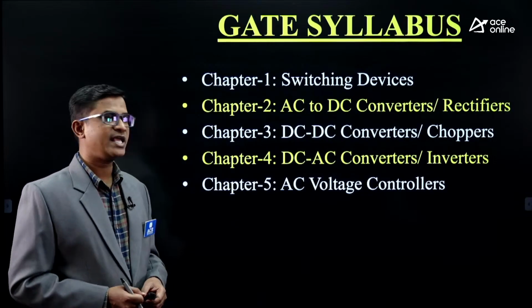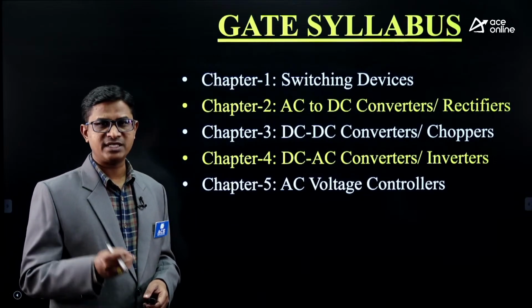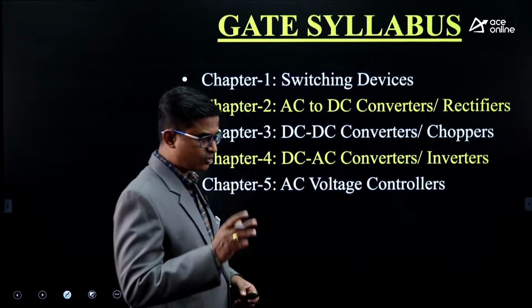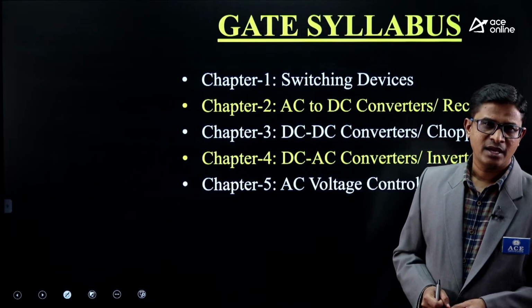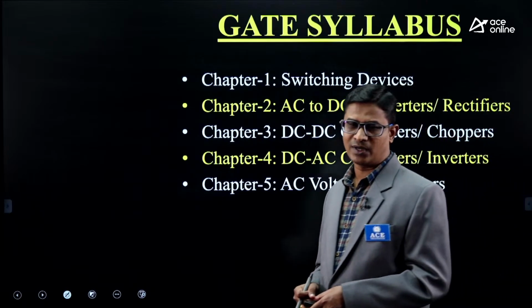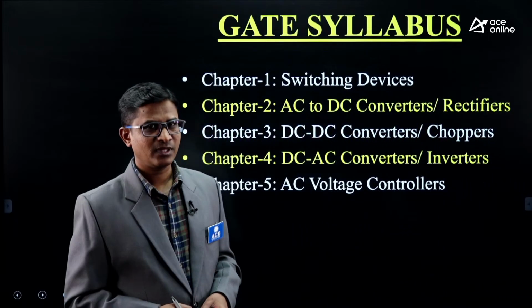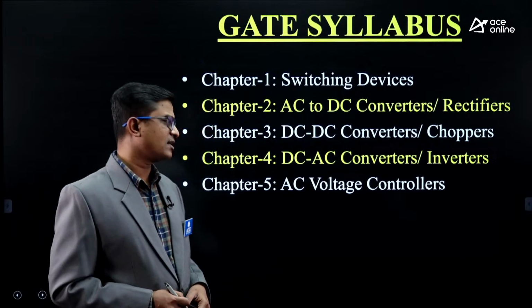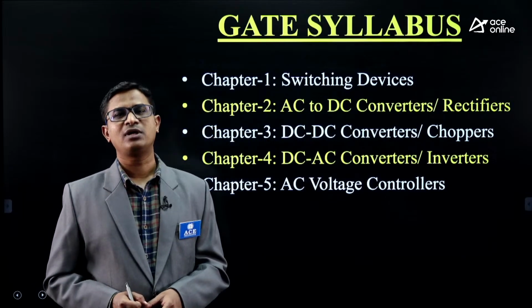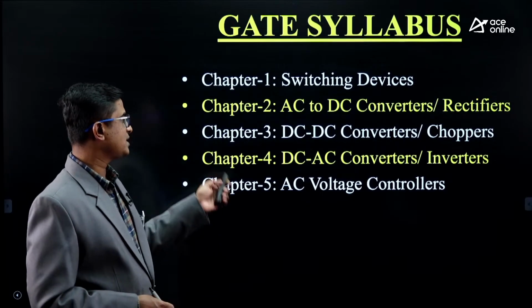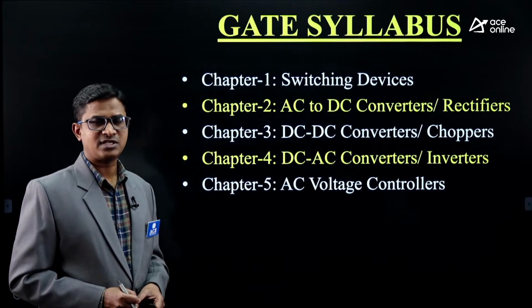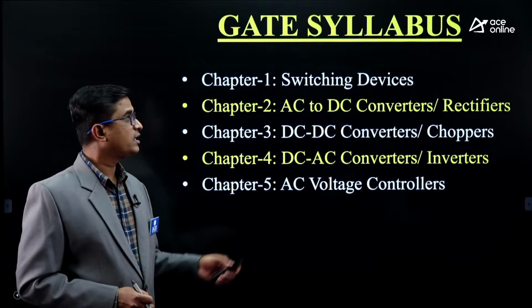Chapter number 5 is AC voltage controllers. In AC voltage controllers, strictly speaking, there are 2 types. One is the AC voltage regulator and the second is the cycloconverter, that is AC to AC converters. But as far as the GATE syllabus is concerned, you have only AC voltage regulators or AC voltage controllers. So these are the 5 topics or chapters in the GATE syllabus.